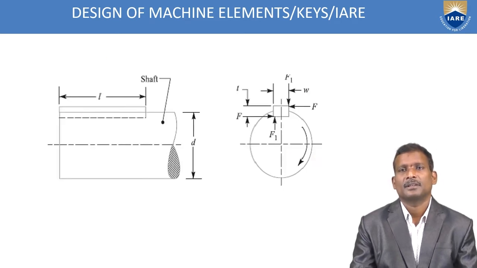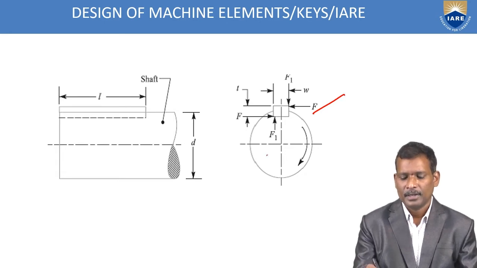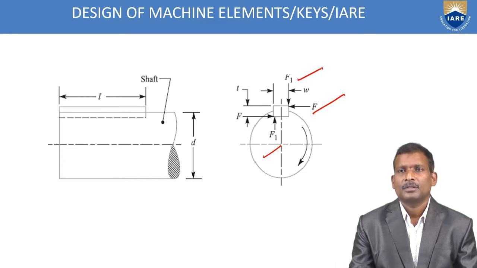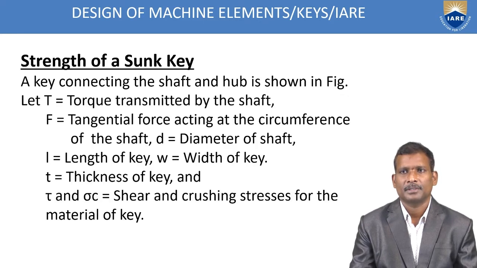See in this figure the forces shown. What are the forces acting on the key? They are shown as force F and F1, and they act on opposite sides. Due to these forces, a twisting moment will occur, that is the torque. I will tell you how to calculate these forces.